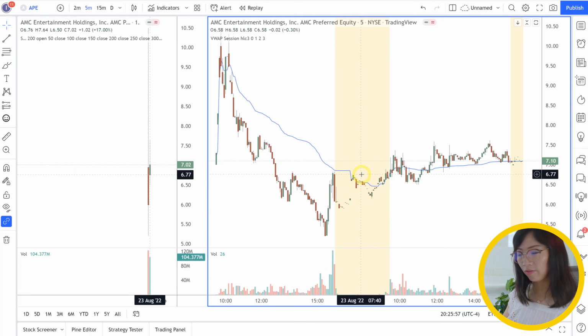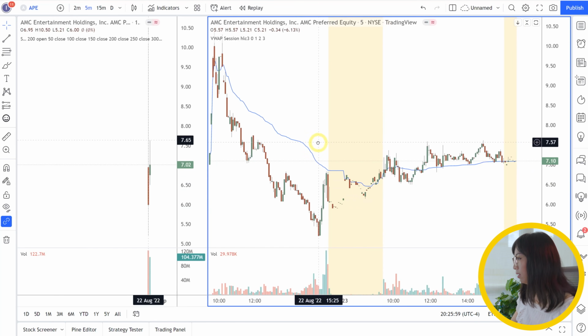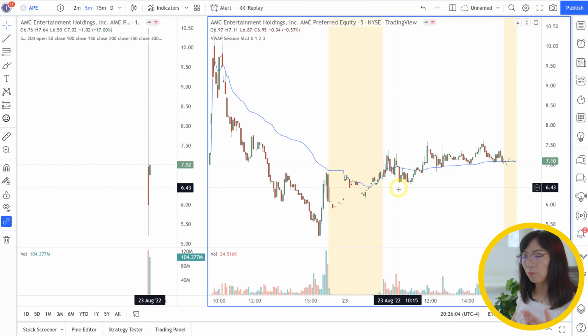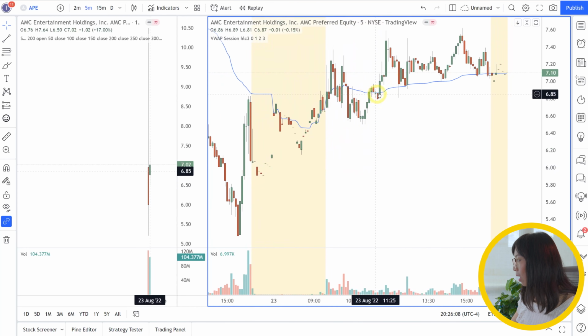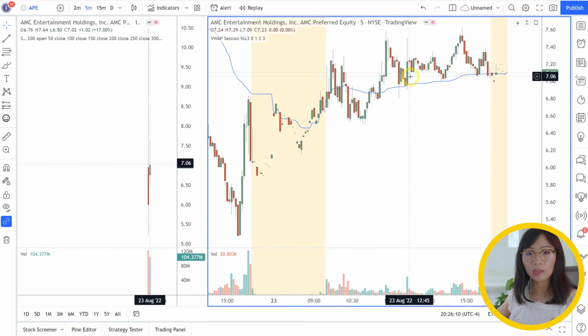So just a quick overview here. If a stock is trading above VWAP, so you can see the stock APE, AMC Preferred Equity, if the stock is trading and holding above this blue VWAP line, then the stock is perceived as bullish.